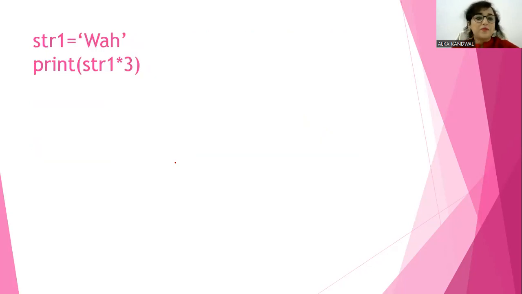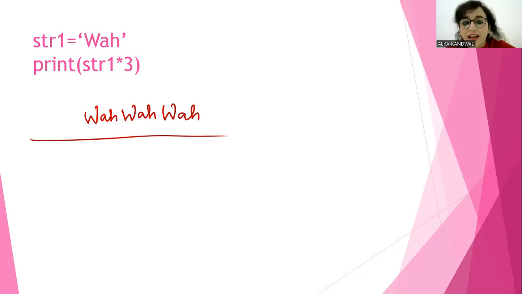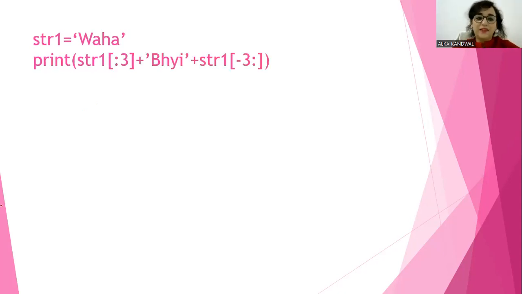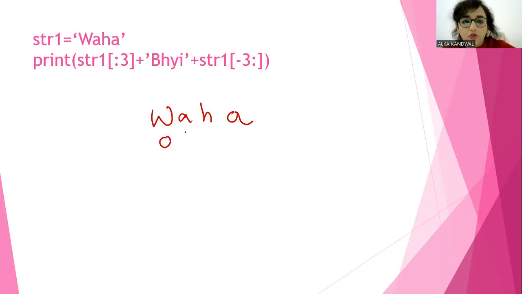Now, what will be the output for this? print(string1 * 3). Meaning wah, wah, wah will be the output. Are you understanding it? Yes, definitely. Wah, wah, wah is the output. Then now we have WAHA, with indices 0, 1, 2, 3, minus 1, minus 2.